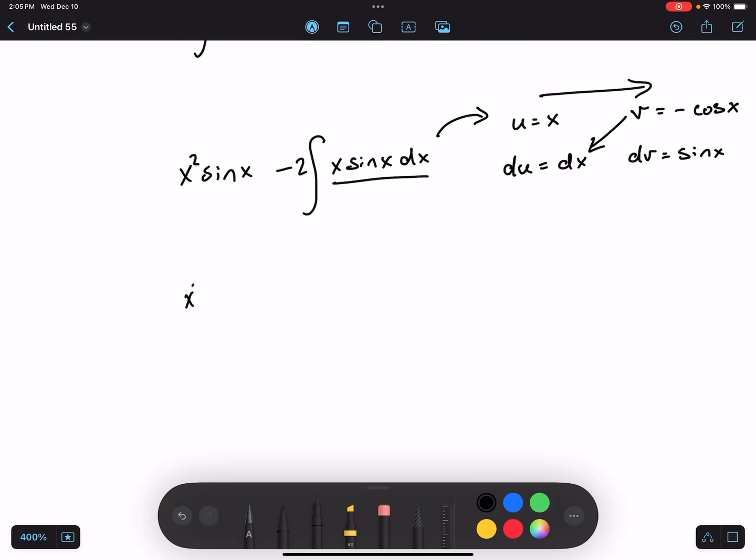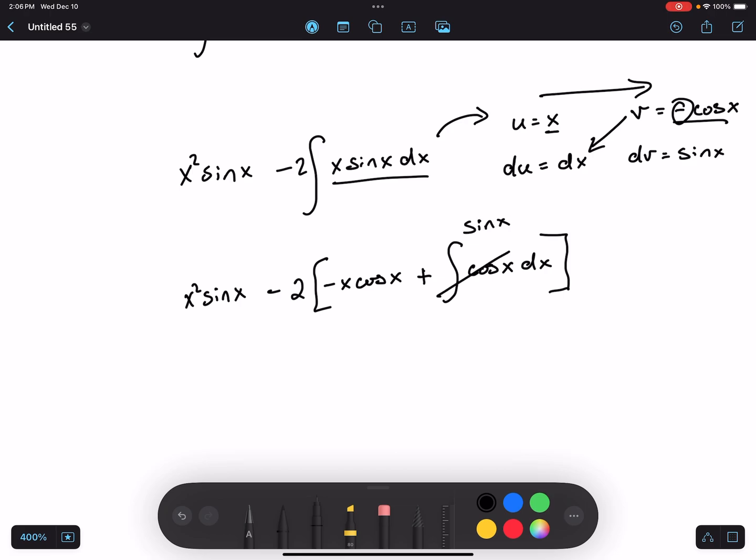And so we've got x squared sine x minus 2 times, and we're starting with x, times negative cosine x, so that's negative x cosine x minus the integral of minus cosine, which is positive here, cosine x dx. And of course we know that the integral of cosine is just sine x.